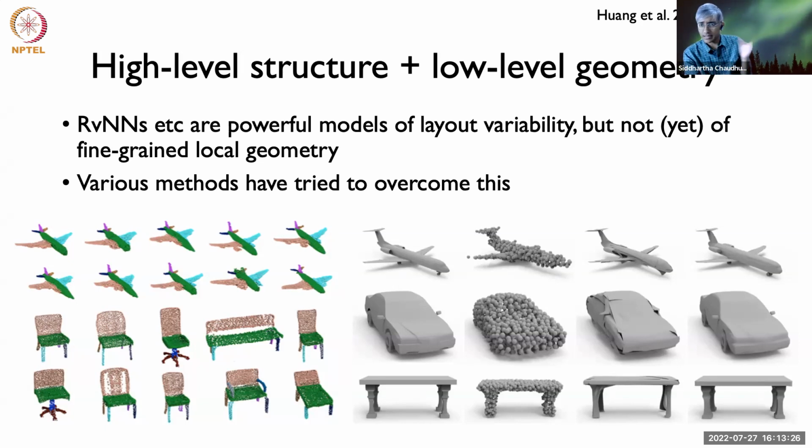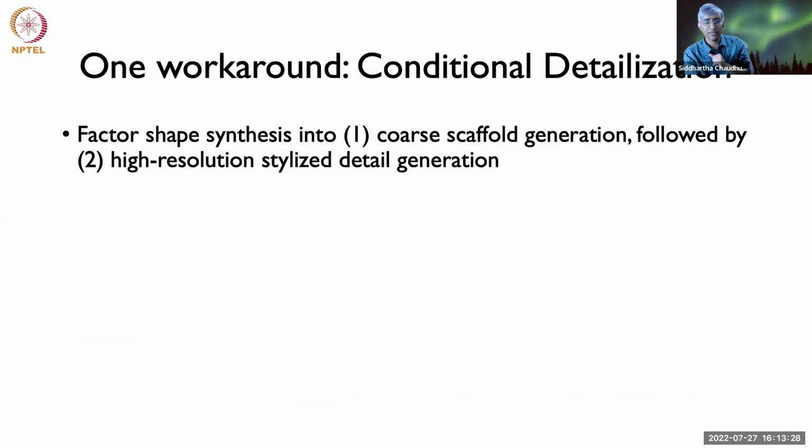Okay. So there are these methods that have tried to overcome this, but there is another way of working around this problem which does not try to solve both tasks in a single pipeline. And that class of approaches is what I'm going to call detailization or conditional detailization. And the idea is as follows. We're going to factor shape synthesis into generating a high-level structure or a coarse scaffold structure, followed by generation of high resolution detail that fleshes out this structure into something that looks more detailed.